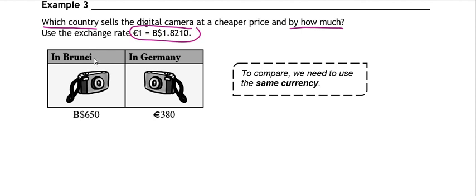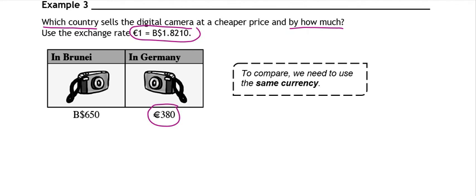So here you look at the diagram over here. In Brunei, you have the price in Brunei dollar. But in Germany, they are using euro. So the euro that is given is 380 euro. Now, how do you want to compare which one is cheaper? So you have to use the same currency. Basically here, you have to change both of the money into the same currency. But we will choose to use Brunei dollar for both. So you have to change the Germany euro 380 into Brunei dollar.